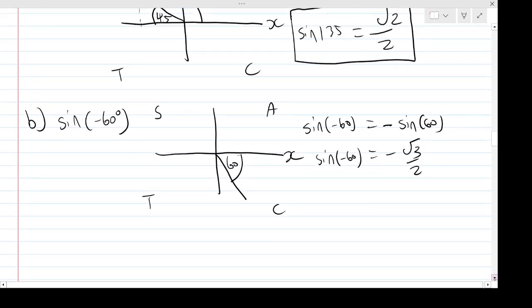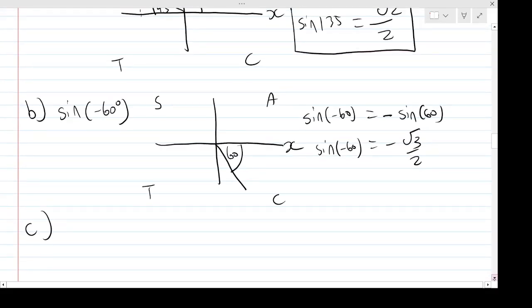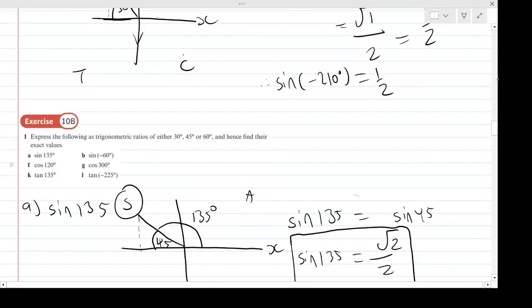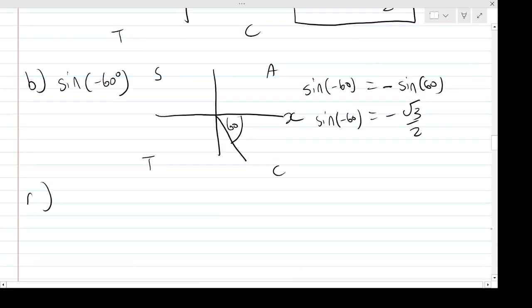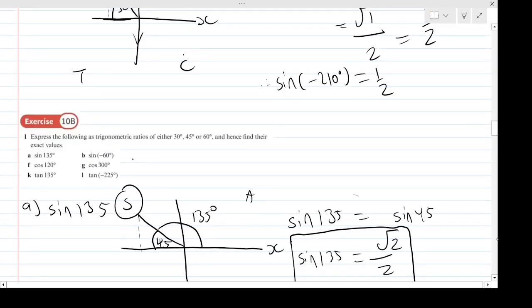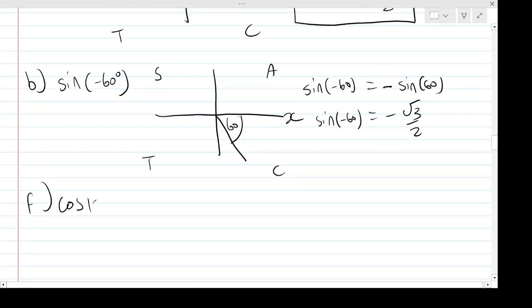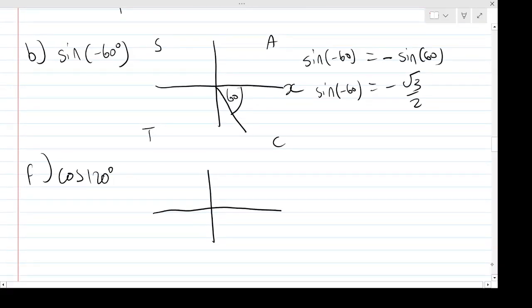Okay, now part C, we want... okay, they're not in order, so we don't have part C next, we have part F. Let's pick different questions. So part F now is cos of 120 is what we need to find. So again, we draw our angles. We want the angle 120. Firstly, we need to go 90 there, and then we need to go about 30 over there. So the 90 and the 30 gets me the angle 120.